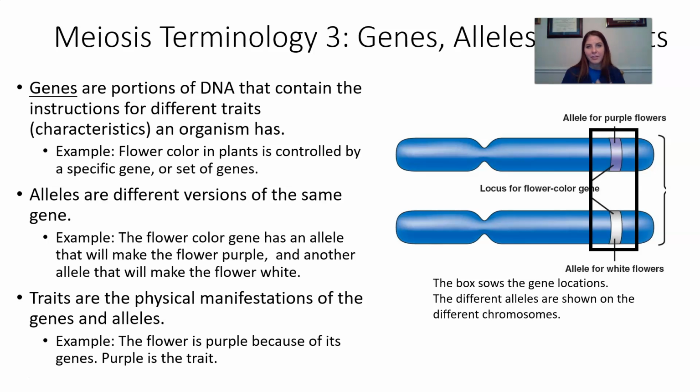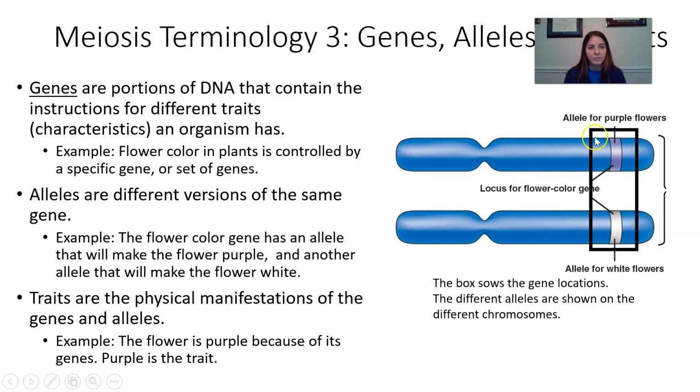Now, looking at some of the other terms used in meiosis as well as genetics, genes, these are portions of DNA that contain instructions for different traits or characteristics that an organism has. So for example, flower color in plants is controlled by a specific gene, or it can be controlled by a specific set of genes, or polygenic. Alleles are different versions of the same gene. So for example, the flower color gene has an allele that will make the flower purple, but another allele that can make the flower white.